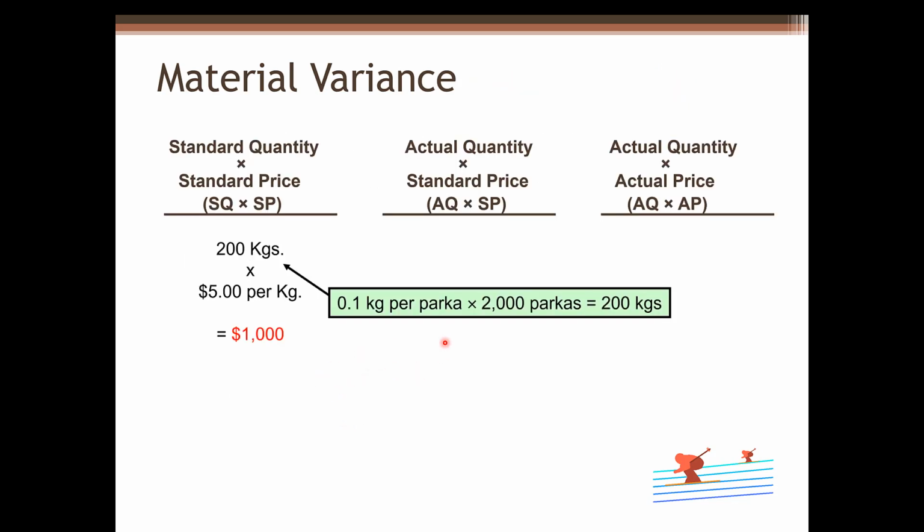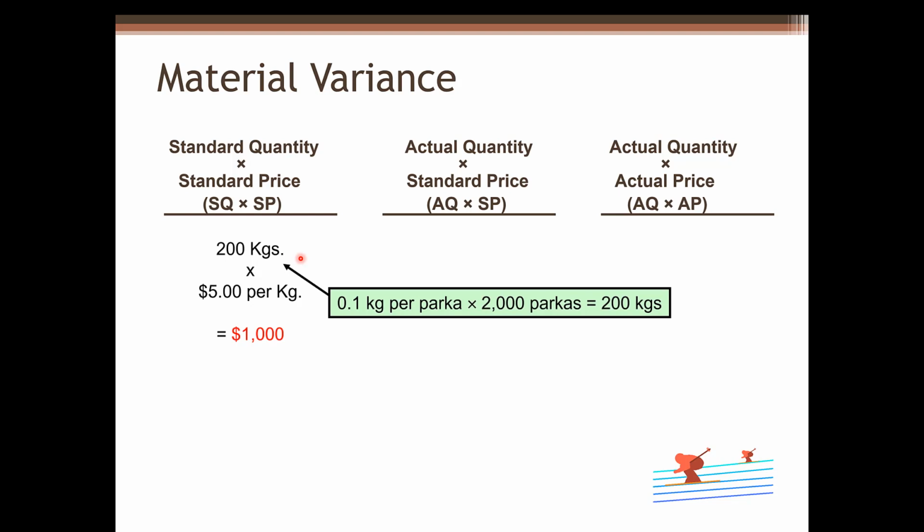Let's apply our general model for variance analysis to this example. Column 1, we use standard quantity times standard price. Keep in mind, standard quantity is allowed for actual output. The company has purchased and used materials to make 2,000 parkas. So, actual output is 2,000 parkas. We calculate standard quantity allowed for 2,000 parkas.